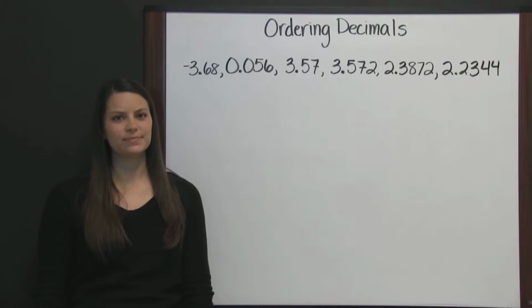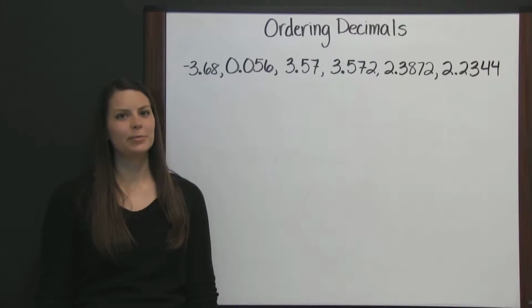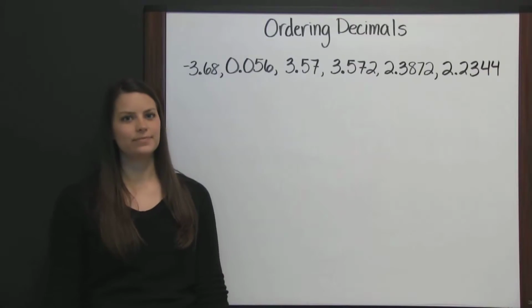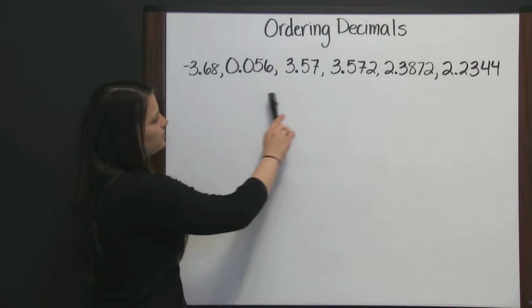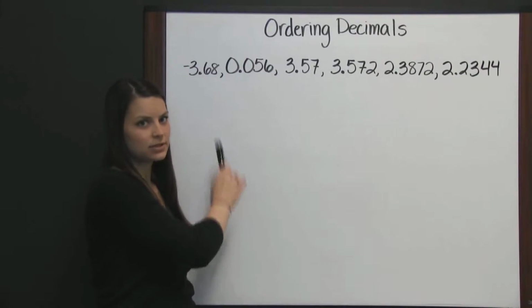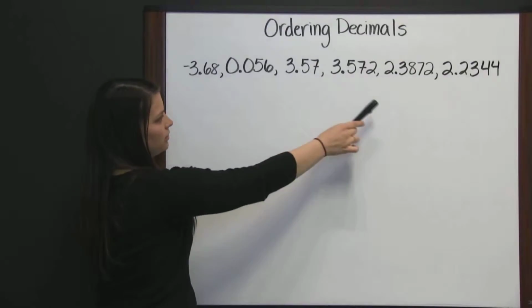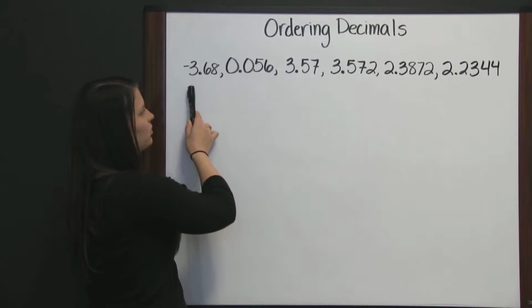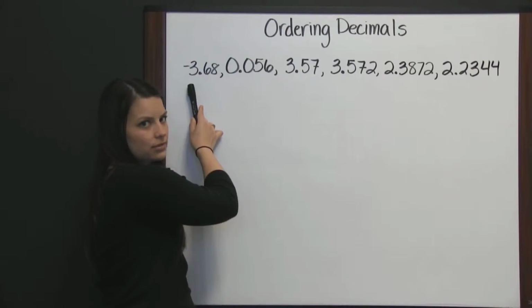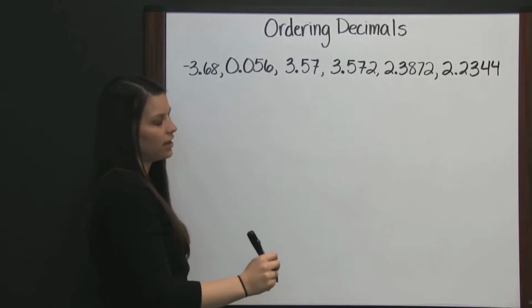Ordering decimals. When ordering decimals, place value is very important. We're going to begin by looking at the numbers to the left of the decimal. So if we look at our numbers, to the left of the decimal, if we're ordering these numbers from least to greatest, then the smallest number to the left of our decimal is this whole number, -3. -3 is the smallest whole number out of our whole set.